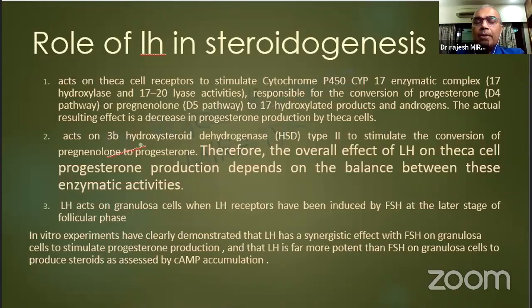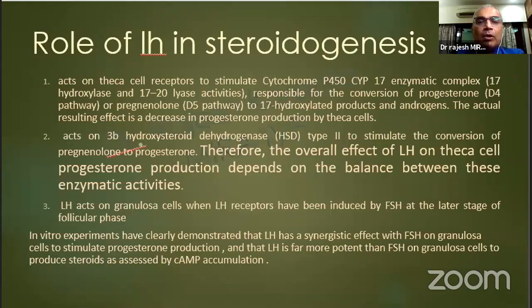So if somebody asks how LH reduces the progesterone in the theca cell, it is through the CYP17 enzymatic pathway, which converts pregnenolone and progesterone to androgen. Now what happens? This androgen is diffused into the granulosa cells, where under aromatase enzymatic conversion, it is converted into estrogen, and that is how the estrogen level increases. So this is fine, simple to understand.